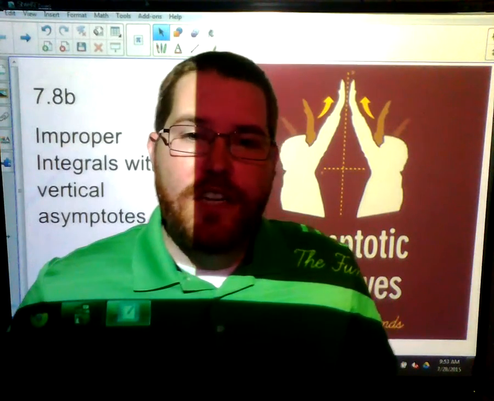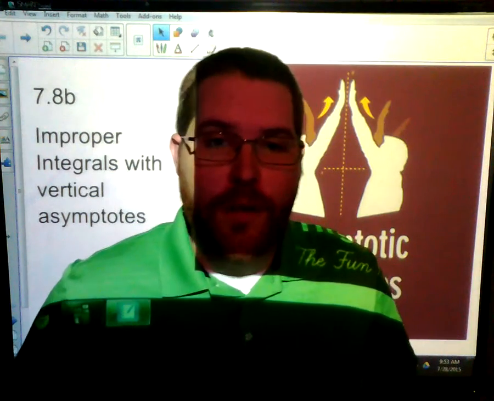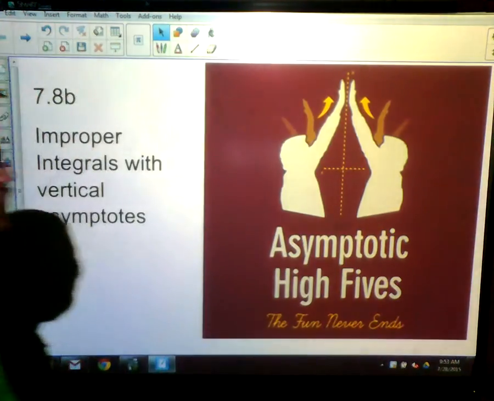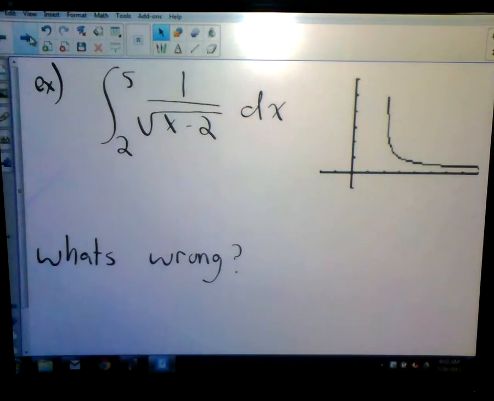Hey everyone, we're going to finish up section 7.8 with this set of notes. This is type 2 improper integrals. These are integrals that have asymptotes in the middle of the integral. So let's take a look at this.